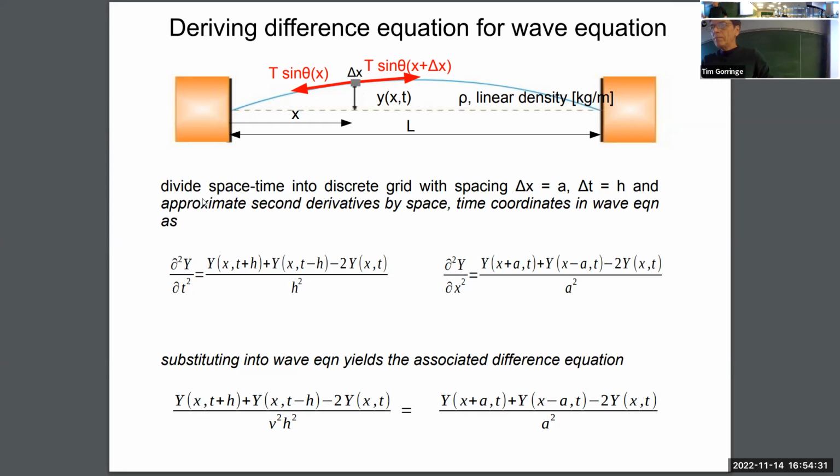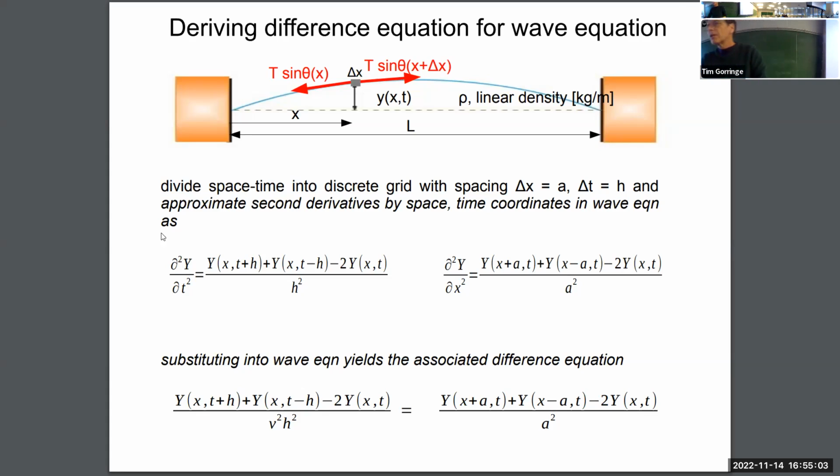And so that's what I do on this slide, basically. So we're going to divide space and time up from being continuous, like it is in the partial differential equation, to being discrete. So a discrete time would divide the length of the string up into discrete steps, and would divide the time evolution up into discrete steps.